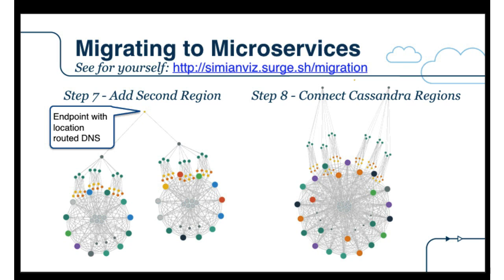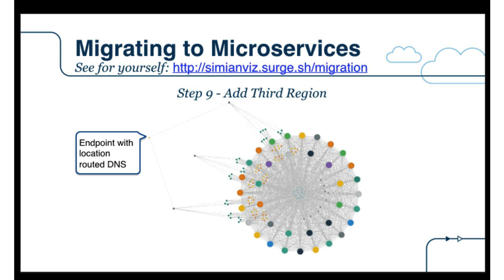Finally, we can add a third region. In fact, the simulator can go more and more regions. It just gets harder to visualize.